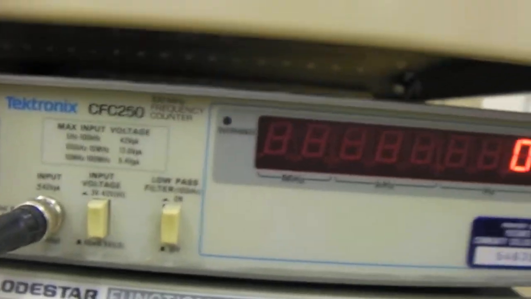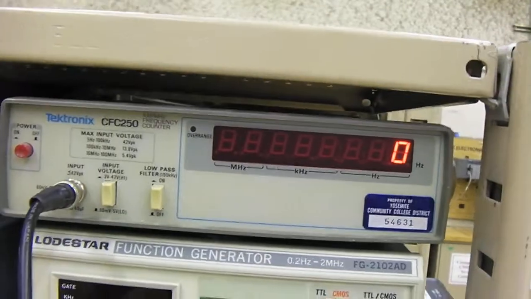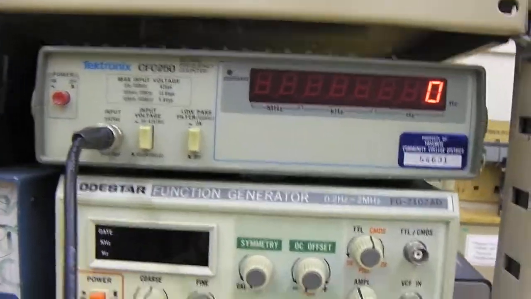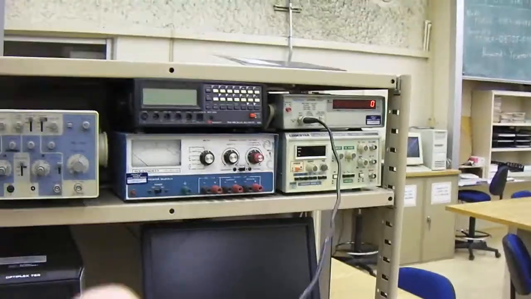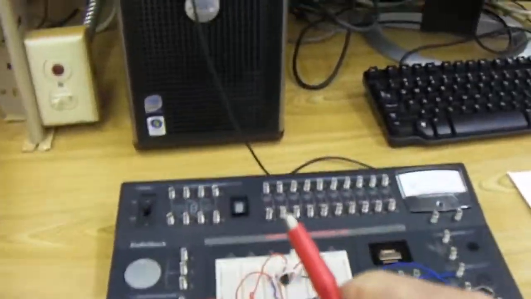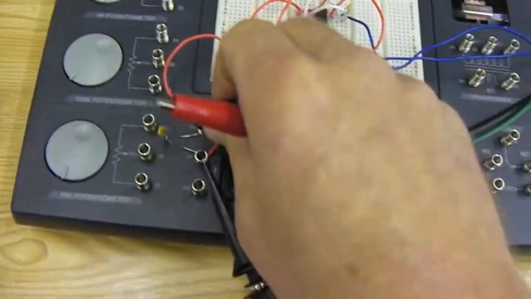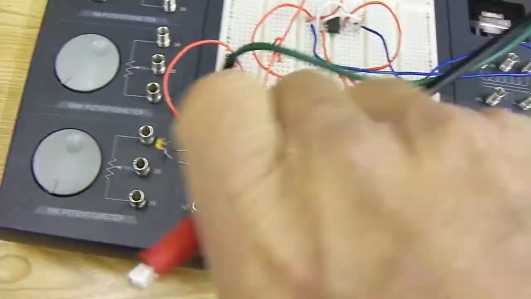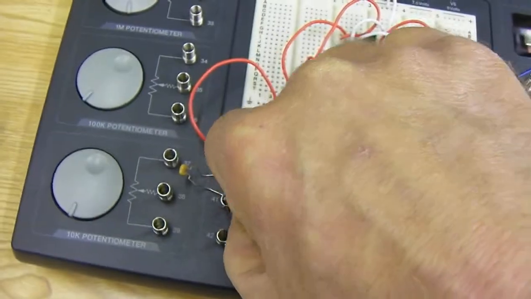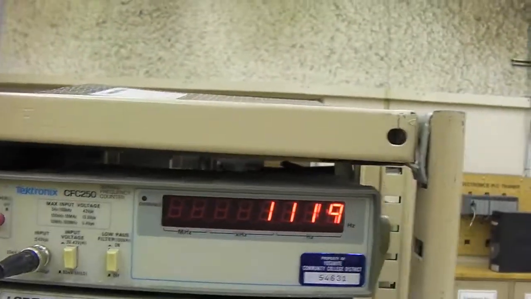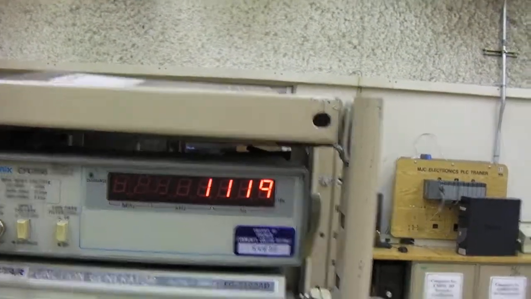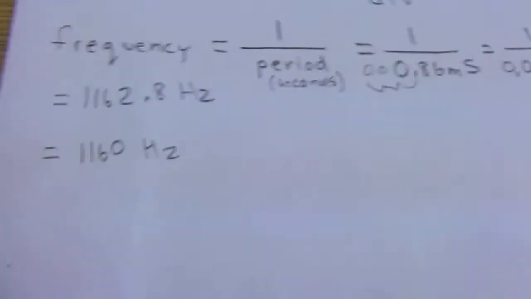I have another instrument here that's called a frequency counter, and this is an instrument which measures frequency. And I've got a test probe connected up to it here. So why don't I go ahead and connect that up to my circuit here and see what it says. I'm going to clip it on, see if it agrees with my calculation. Okay, it says 1,119 hertz. So it's a little different than what I calculated.